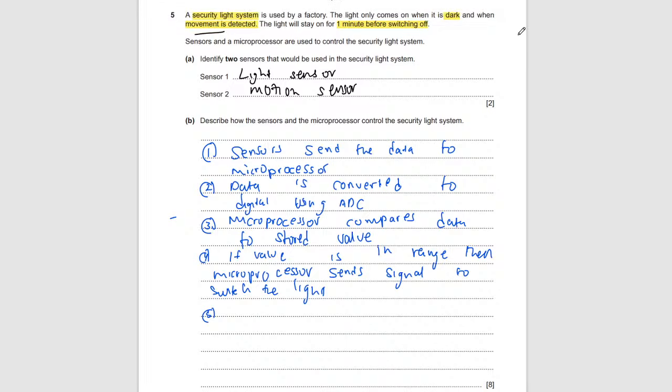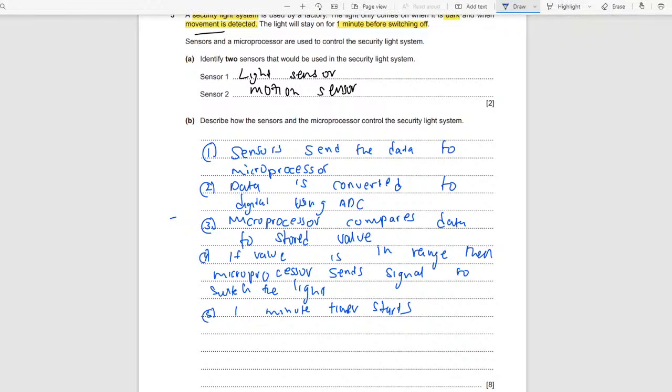You can then say maybe a 1 minute timer is then started. You can also mention that, okay, that can actually give you a mark. 1 minute timer starts, because in computer science they test how you interpret data, how you think about it.